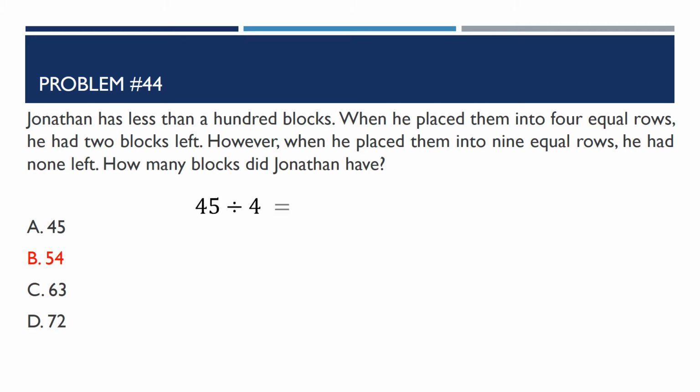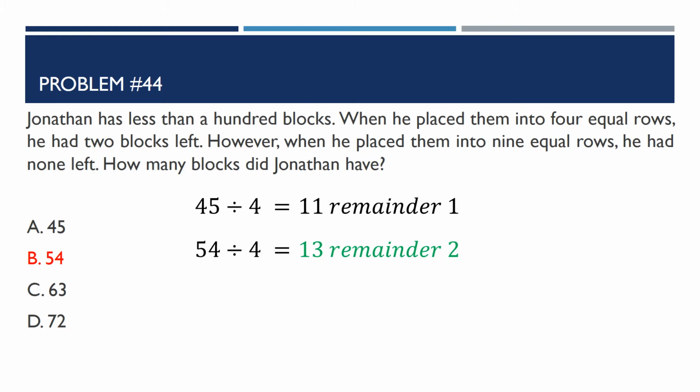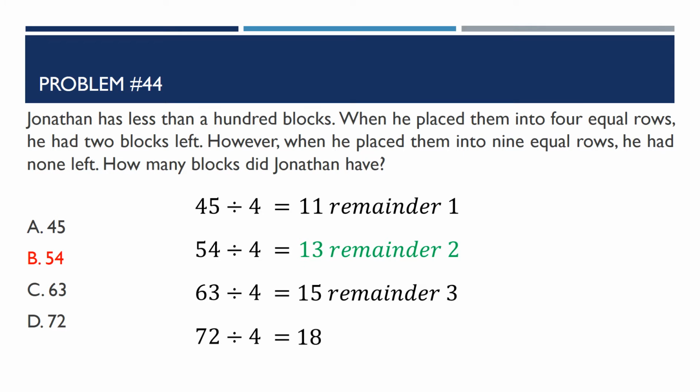45 divided by 4 is 11, remainder 1, because 11 times 4 is 44, and there's an extra 1. Next is 54 divided by 4, it's 13, remainder 2. So this is actually the one that satisfies the first condition. When you divide it by 4, there's remainder 2. Now let's check C and D. So 63 divided by 4 is 15, remainder 3, and 72 divided by 4 is exactly 18. There's no remainder. That's why the answer is 54.